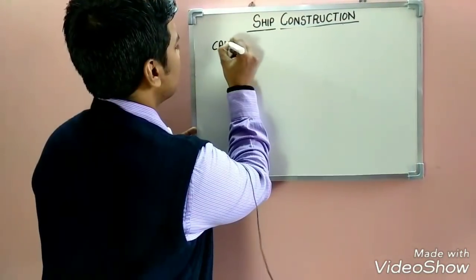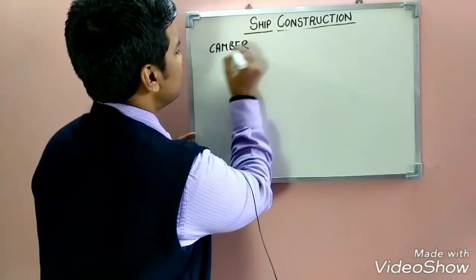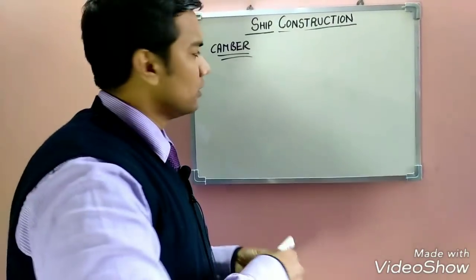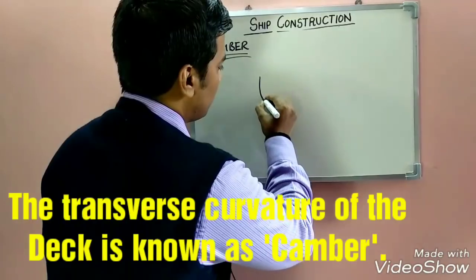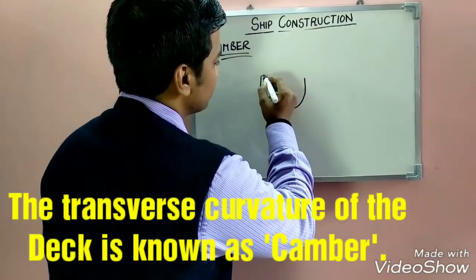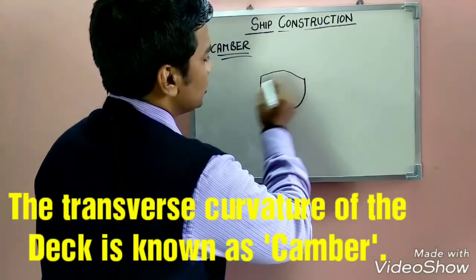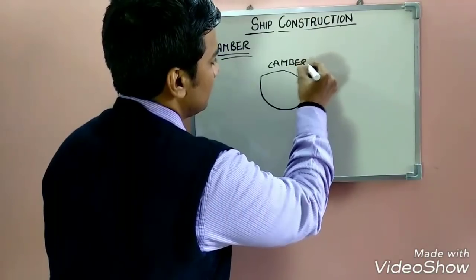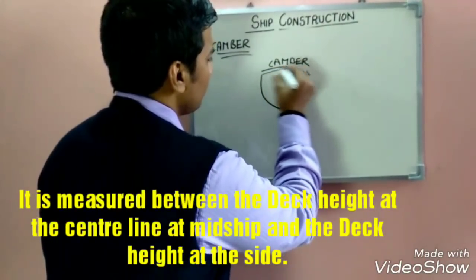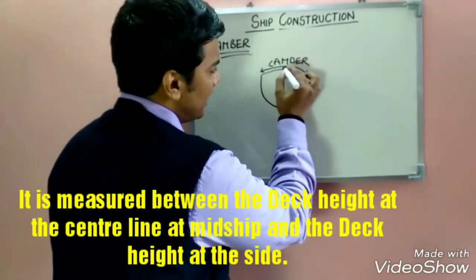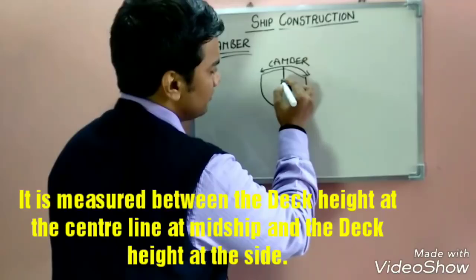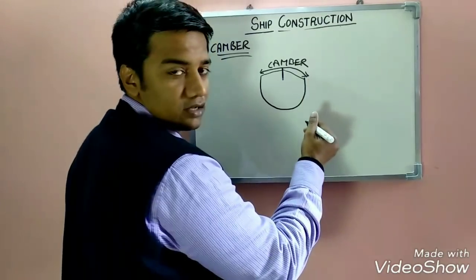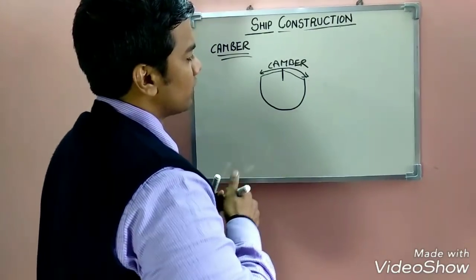Camber. As we have discussed, the longitudinal curvature of the ship's deck is called shear. So the transverse curvature of the ship's deck is called camber. The transverse curvature of the ship's deck is called camber. It is measured from the ship's deck height at center line of the ship to the ship's deck height at the side. So this is how camber is measured.